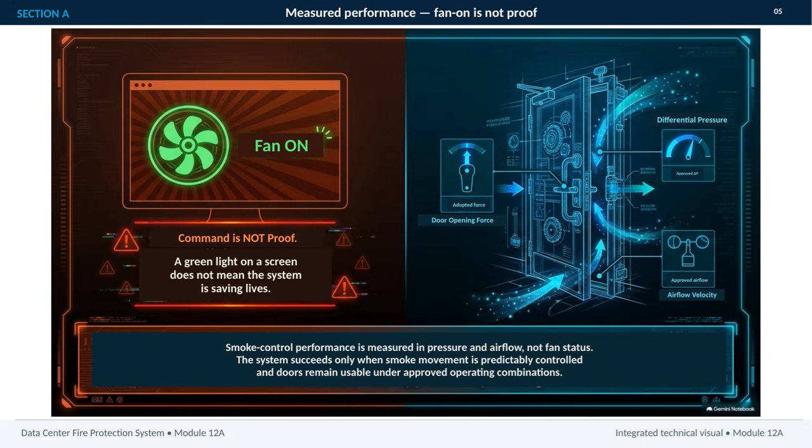These values matter because they describe what occupants and responders actually experience, not just what the equipment appears to be doing. The system succeeds when smoke movement is predictably controlled and doors remain usable under the approved combinations of operating conditions. That means evaluating approved pressure, adopted door force, and airflow together, rather than treating a green indicator as the final answer. In short, smoke control performance is demonstrated by pressure and airflow measurements, supported by acceptable door opening force, not by fan status alone.